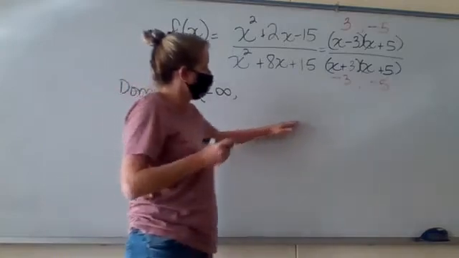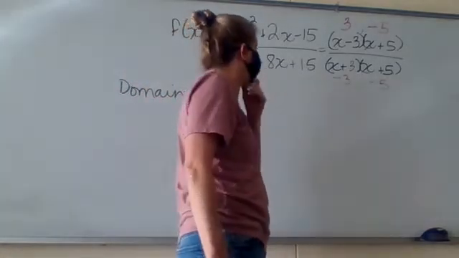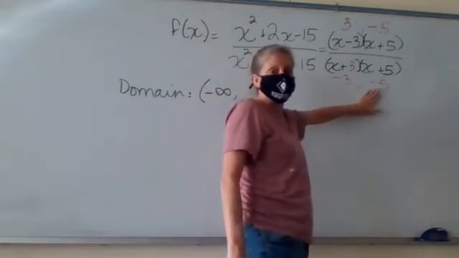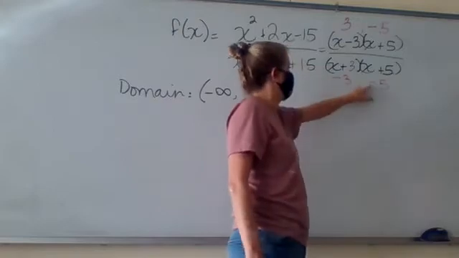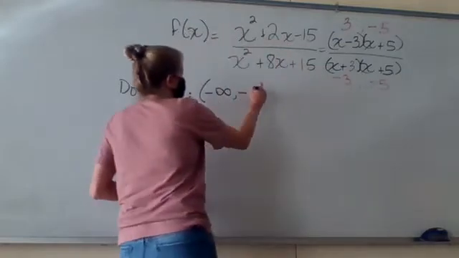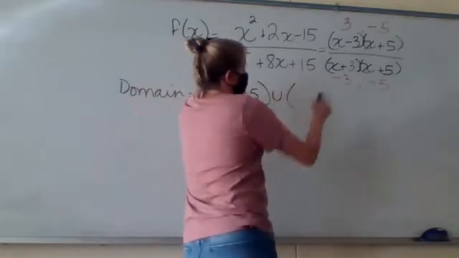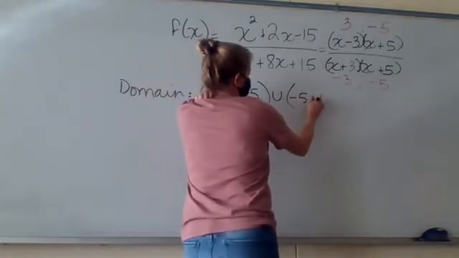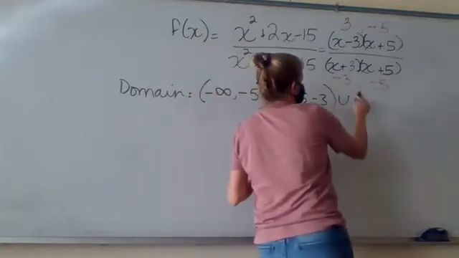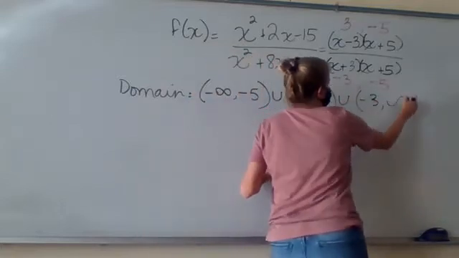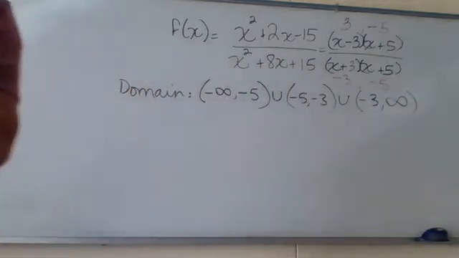Now, traveling up the number line from -infinity, who would you run into first? You would actually run into this -5 first, right? Because it would be more towards -infinity. So I would run into -5 first. Then the numbers between -5 and -3. And then the last part would be from -3 to +infinity. So there's the domain.